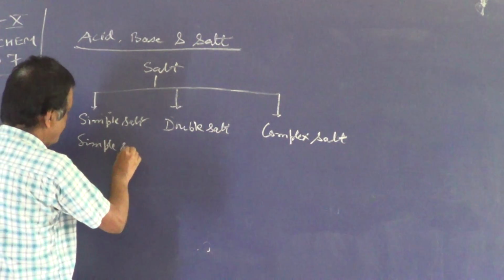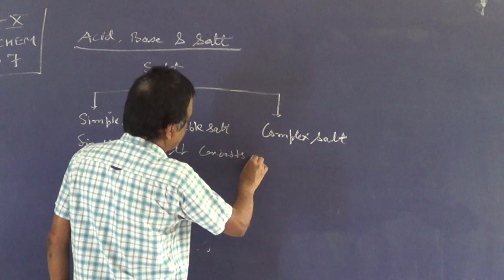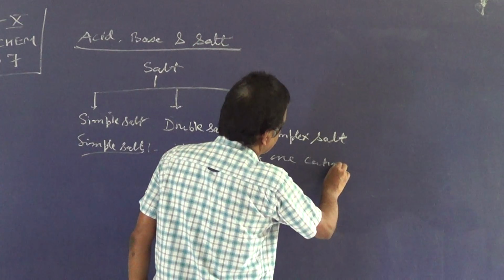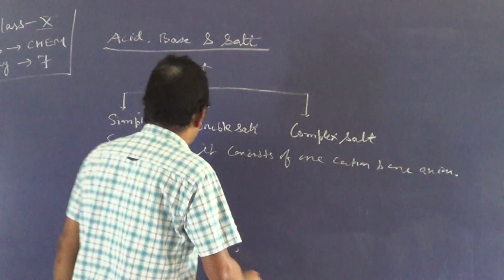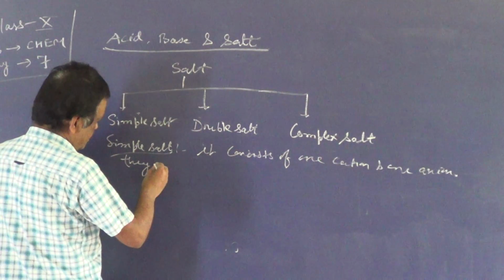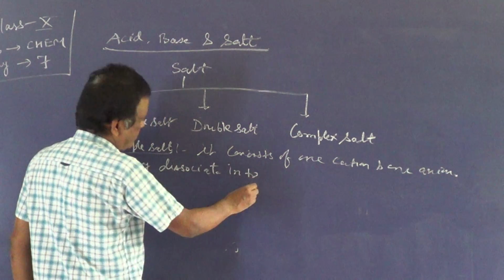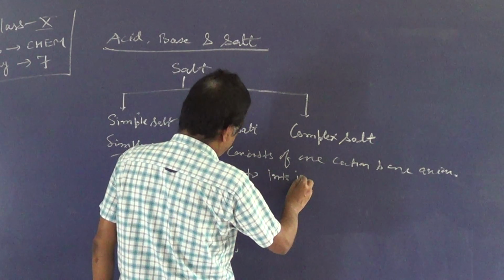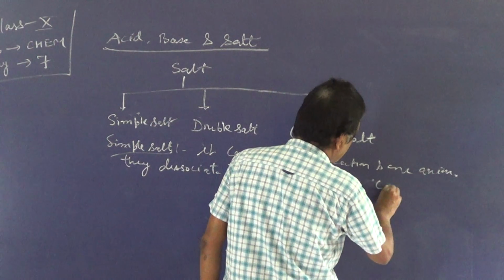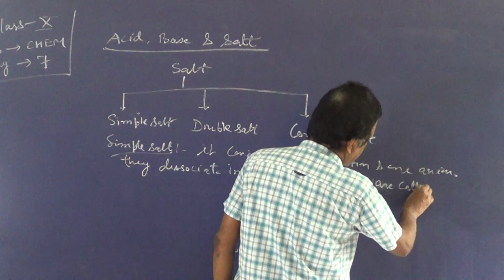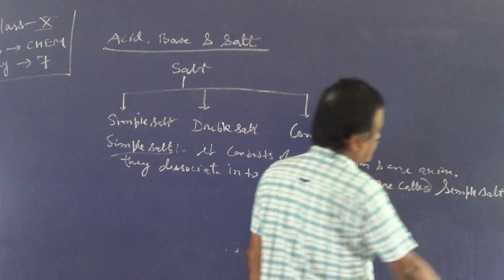Simple salt consists of one cation and one anion. They dissociate into their ions in water, and are called simple salt.